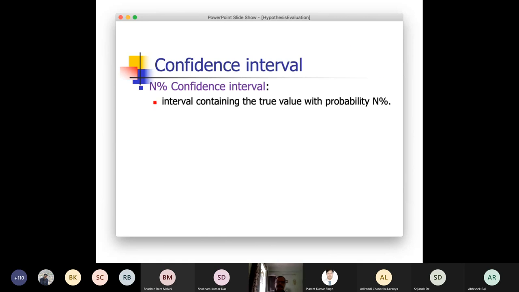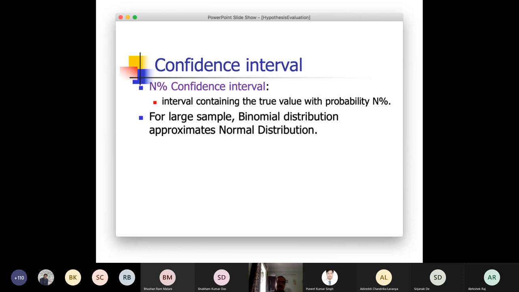So a confidence interval is that interval containing the true value with probability n%. That is the definition of an n% confidence interval. Previously, you computed the 95% confidence interval, and that is how we interpret it. For a large sample, the binomial distribution approximates the normal distribution, as I mentioned. If I study the normal distribution, then you know that when you normalize it, you can tabulate the corresponding probabilities of certain intervals.